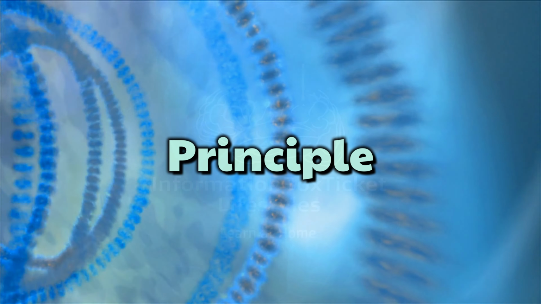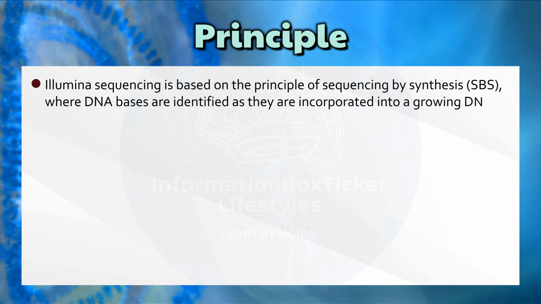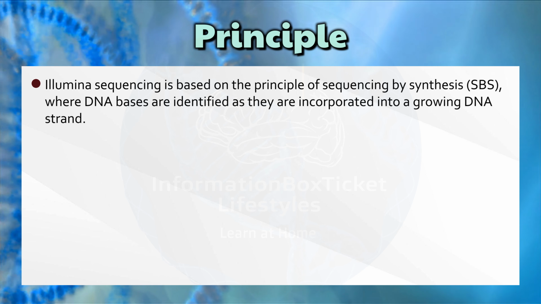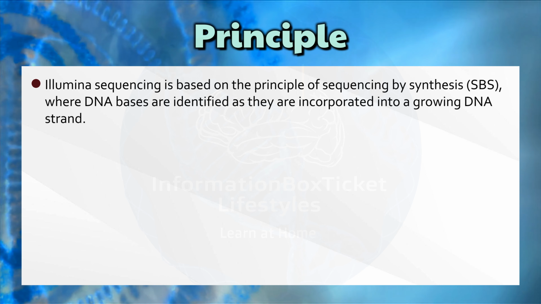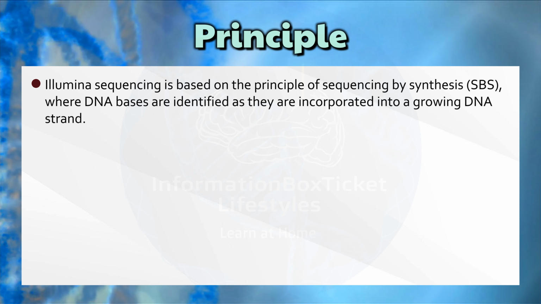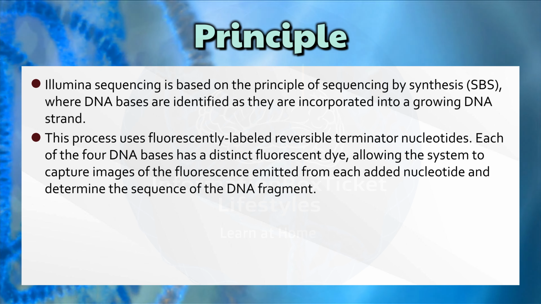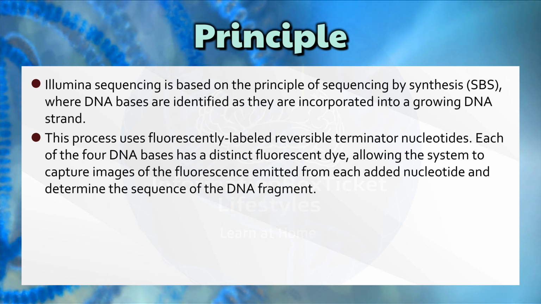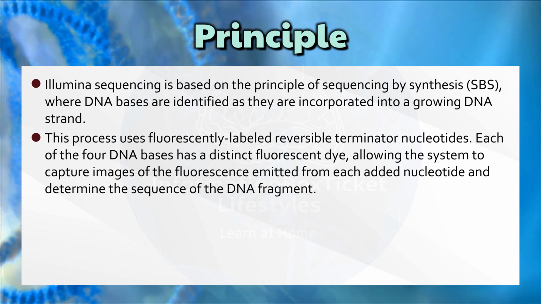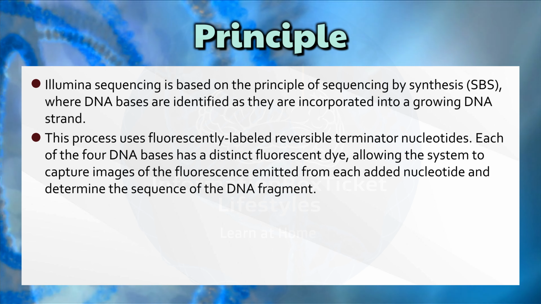Principle of Illumina Sequencing. Illumina sequencing is based on the principle of sequencing by synthesis, SBS, where DNA bases are identified as they are incorporated into a growing DNA strand. This process uses fluorescently labeled reversible terminator nucleotides. Each of the 4 DNA bases has a distinct fluorescent dye, allowing the system to capture images of the fluorescence emitted from each added nucleotide and determine the sequence of the DNA fragment.